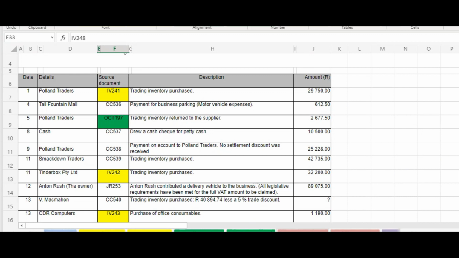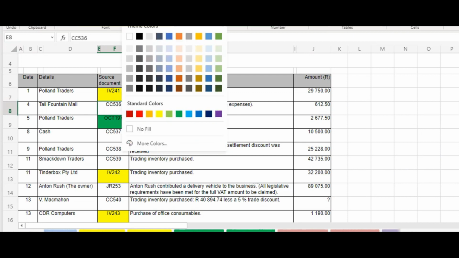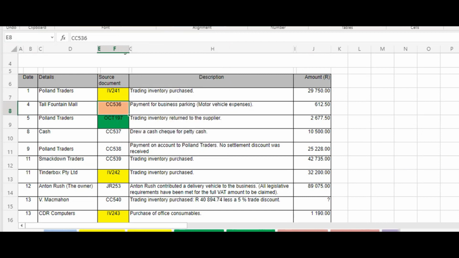Because the two tabs that I created are pink, you're going to take a pink highlighter and highlight all the transactions that refer to check counterfoils, marked CC, that we are going to record in our cash book payment.